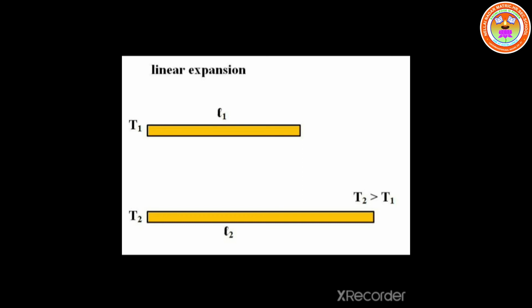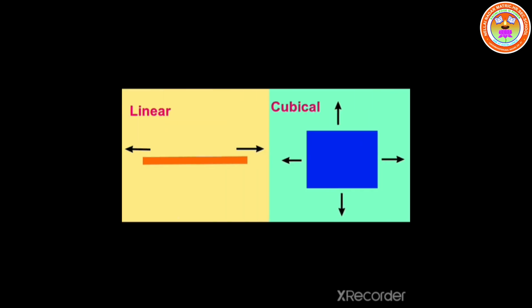A solid has a definite shape, that you know well. So when a solid is heated, it expands in all directions, that is in length, area and volume. All increase on heating. The expansion in length is called linear expansion, and the expansion in volume is called cubical expansion. What is it, students?